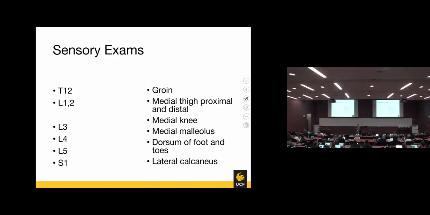All right, sensory exams also are fairly straightforward. The groin is T12. L1 and 2 are kind of between there and the knee, okay? It's easy to remember. L3 is medial knee, okay? L4 is over the medial malleolus. L5 is on the dorsum of the foot and toes. And S1 is the lateral calcaneus and also contributes to the bottom of the foot, okay?